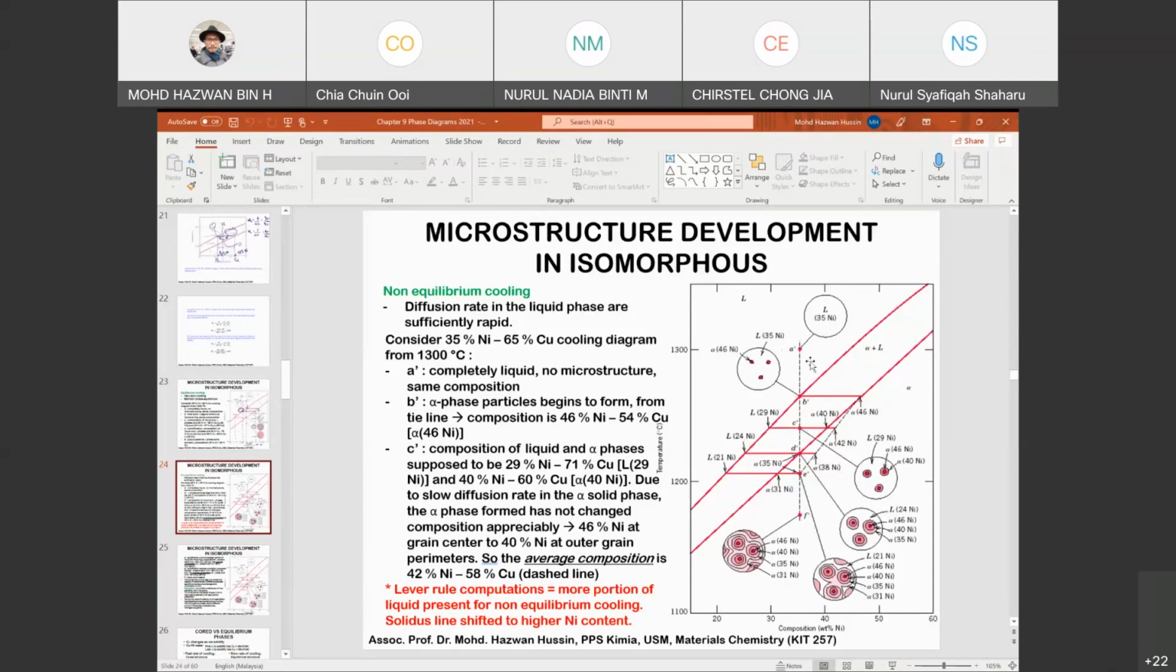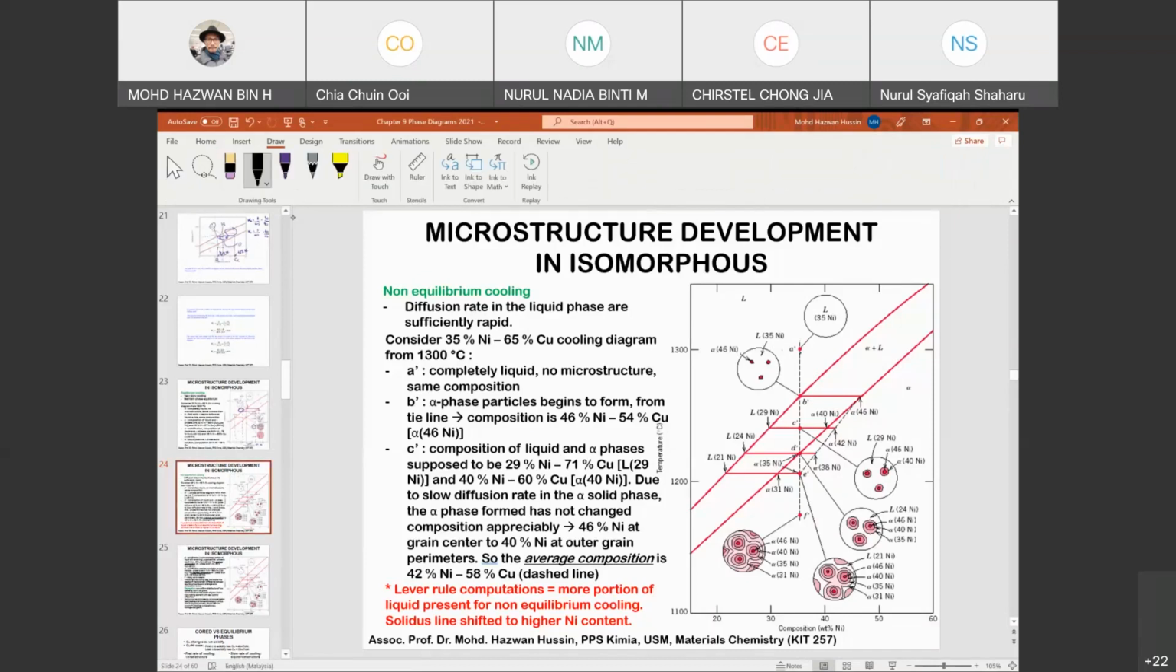The first one is A prime. You will notice that over here, it exists as a liquid phase. Since it is in the liquid phase, there will be no microstructure. The composition is still the same as the initial composition. It is still 35% of nickel. And you wouldn't have any formation of grains and whatsoever.